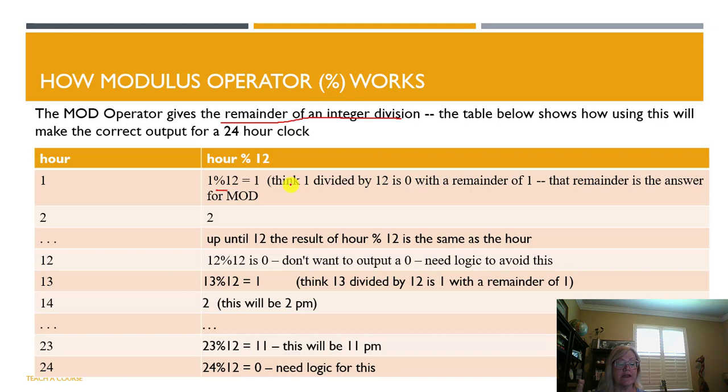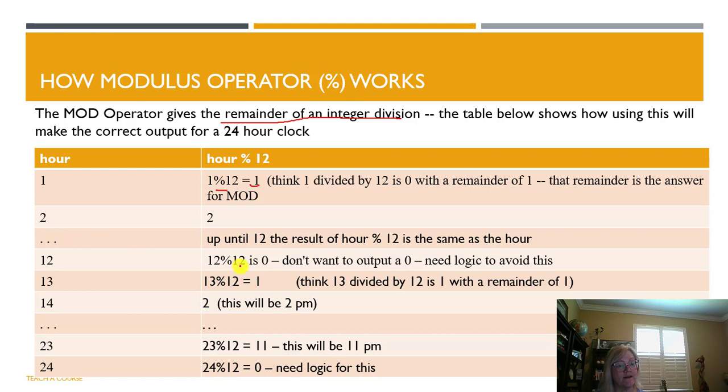Back in second grade, you would say, well, that's 0 with a remainder of 1. You remember that? And that's what this is. That's the remainder of 1. Same here: 2 mod 12 is 0 with a remainder of 2. And so you can see for each hour until you get to 12, the modulus is simply going to be the same as the hour up to 12.